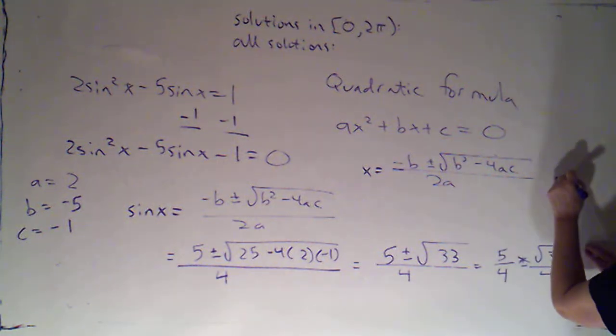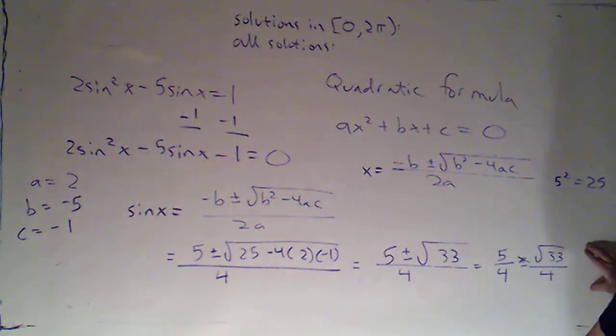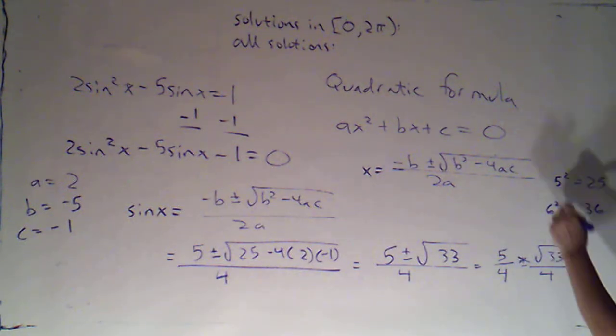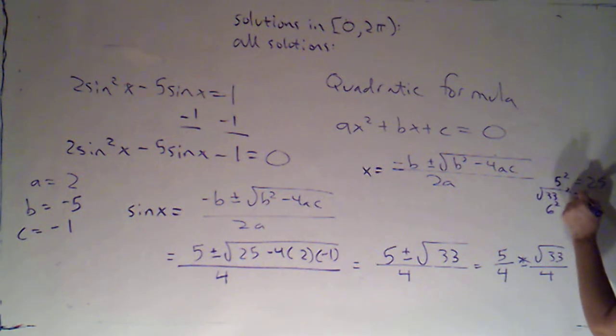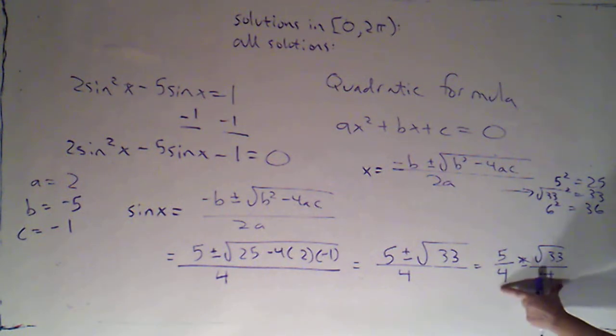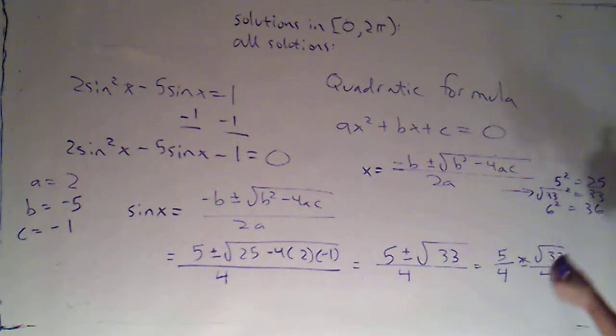I know that 5 squared is 25, and 6 squared is 36. Root 33 squared is going to be 33. It's in the middle. So this is between 5 and 6. So if this were 5/4, 5/4 minus 5/4 would be 0. If this were 6, 5/4 minus 6/4 would be -1/4. So this number is between 0 and -1/4. That's an acceptable value for sine to take on.